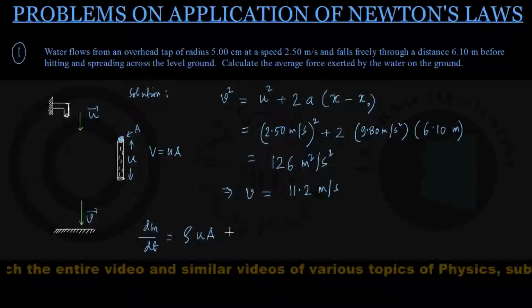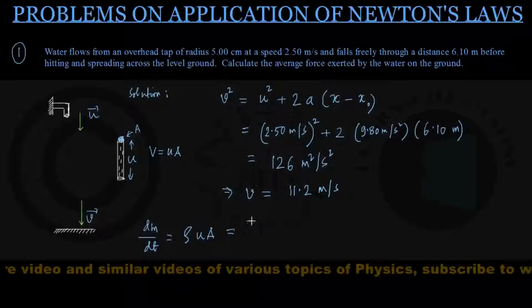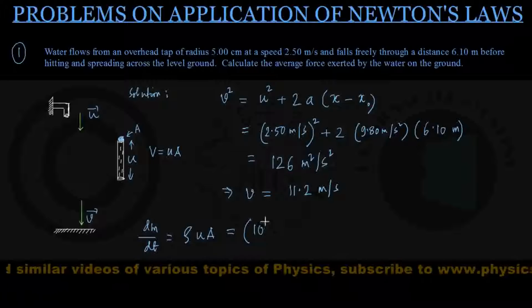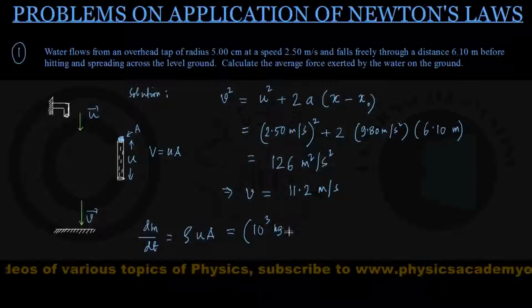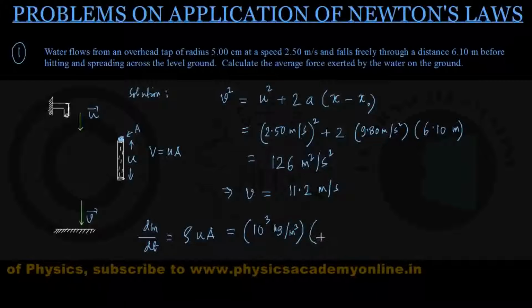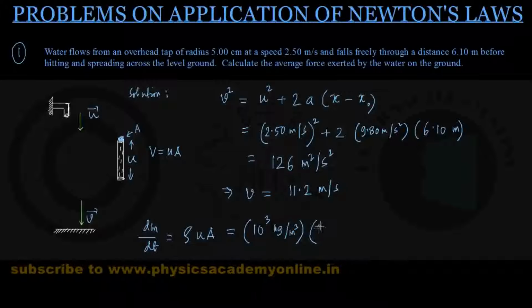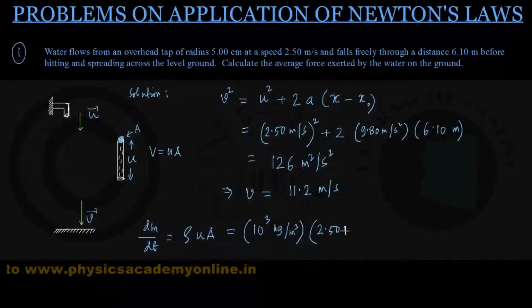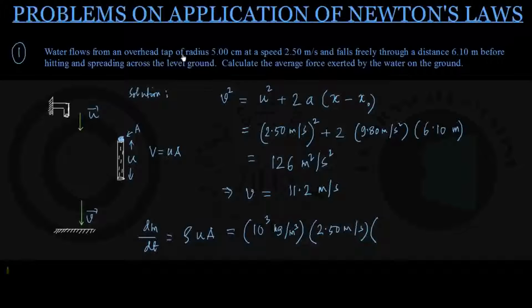We calculate this by putting values here. Density of water is known to be 10^3, that is 1000 kg per meter cube. The value of initial velocity of water given in the problem is 2.50 meter per second, and for the cross-sectional area, be careful here, they have given the data that the overhead tap has a radius of 5 centimeter. So a circular cross-sectional area is given by pi r square. So I just write it down.